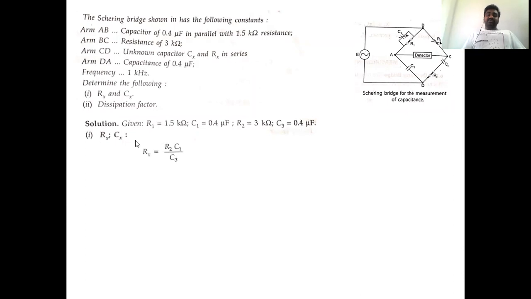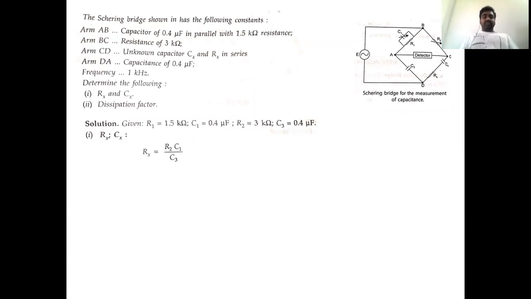We need to find Rx and Cx of the fourth arm, and also the dissipation factor, that is capital D is equal to omega R1 C1. The given data: R1 is 1.5 kilo ohm, C1 is 0.4 microfarad, R2 is 3 kilo ohm, C3 is 0.4 microfarad. We need to find Rx and Cx. What is the formula for Rx? R2 C1 divided by C3. Solve along with me.